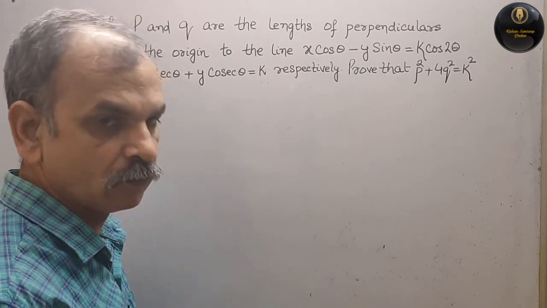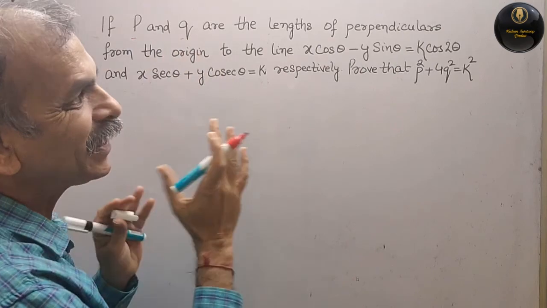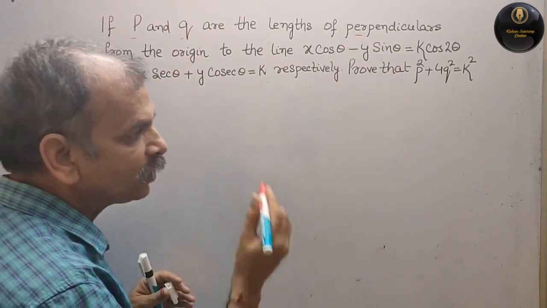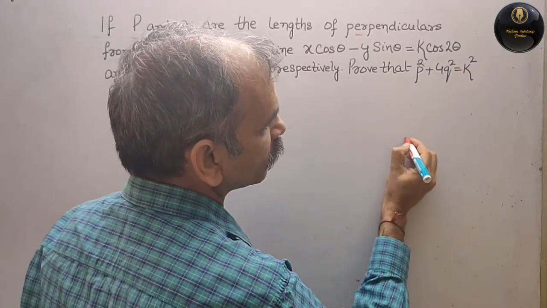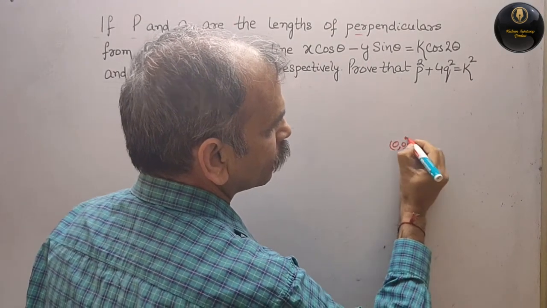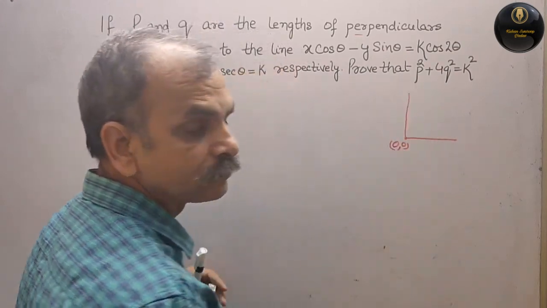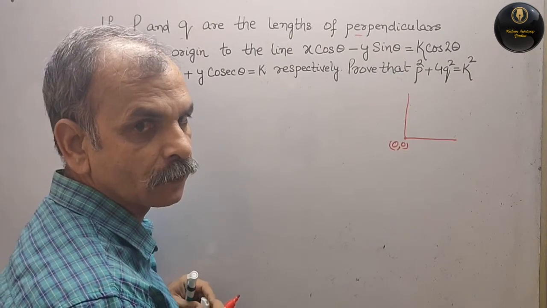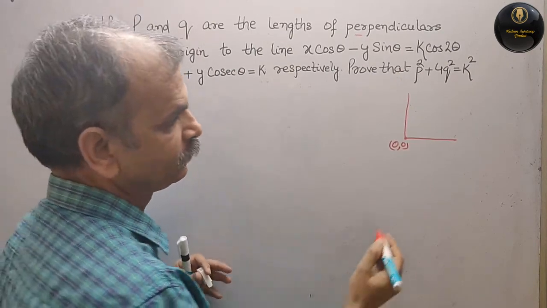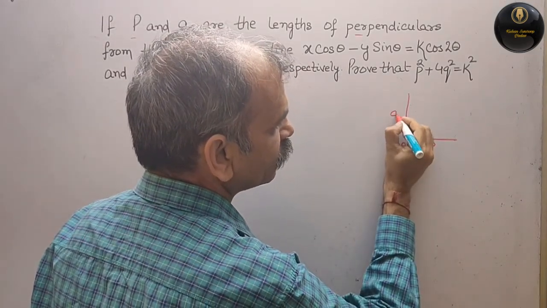Now understand this. What has he told? P and Q are the lengths of perpendiculars from the origin. That means suppose this is your origin 0, 0. So there are two lines which are perpendicular to each other, and they are P and Q. The length of this is P and this is your Q now.